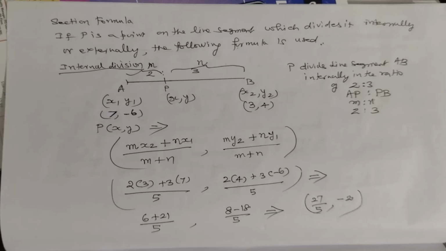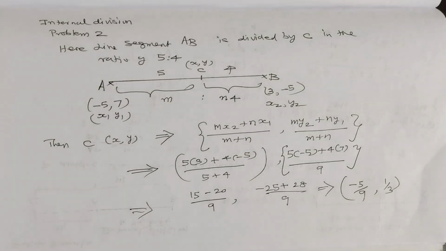Let us see some more problems on internal division and external division. In problem 2, the line segment AB is divided by C in the ratio of 5:4, where A coordinate is (-5, 7) and B coordinate is (3, -5), and point C divides AB in the ratio of AC is 5, CB is 4. Then point C coordinate x and y is given by (mx2 + nx1)/(m + n), (my2 + ny1)/(m + n), which gives you (-5/9, 1/3).